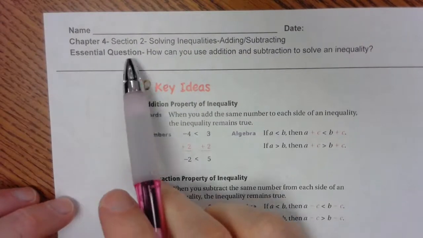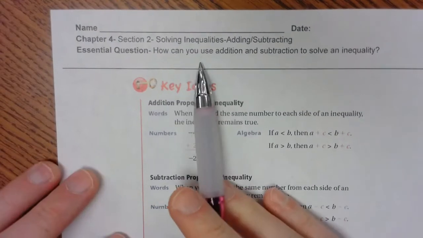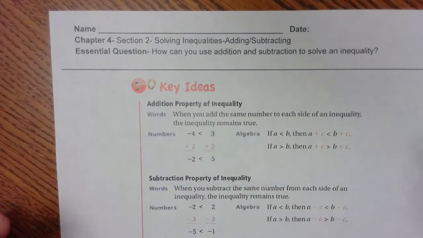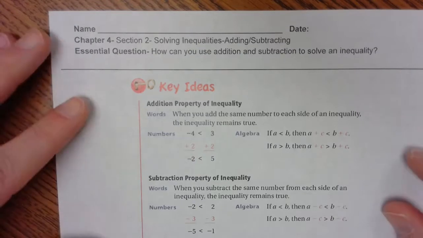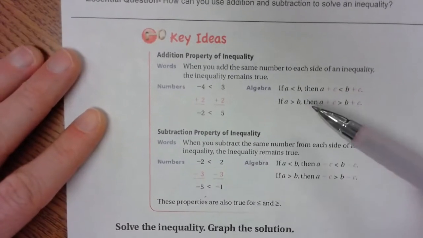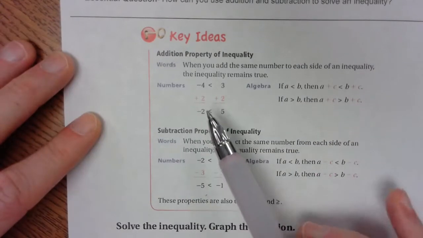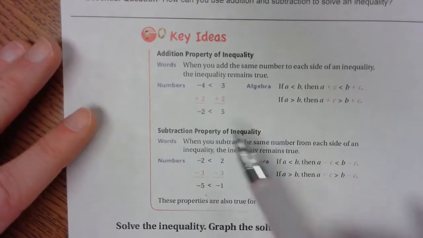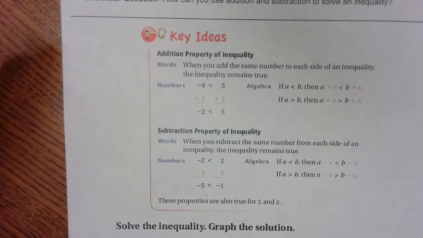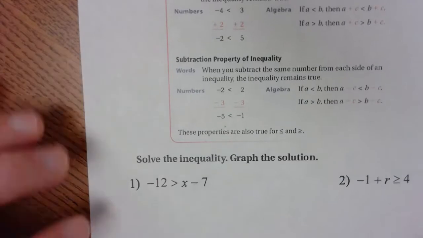Alright, we have Chapter 4, Section 2, Solving Inequalities with Adding and Subtracting. So our essential question is, how can we use addition and subtraction to solve an inequality? We're going to use the addition and subtraction property of inequality, which means if a statement is true and I do addition or subtraction on the same side, that inequality is still going to be true. Make sure it's got to be the same number though as well.